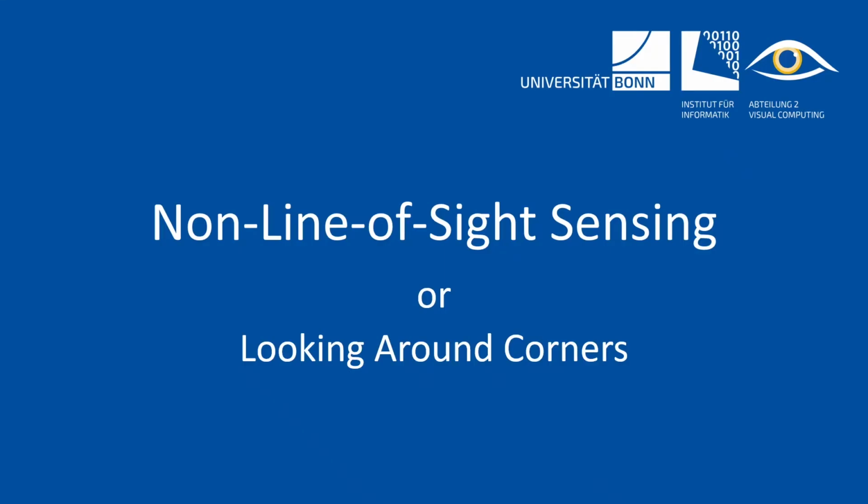The topic is non-line of sight sensing, or the challenge of seeing things that are around a corner and obscured from our direct view. You may have heard about a man by the name of Johannes Gutenberg.